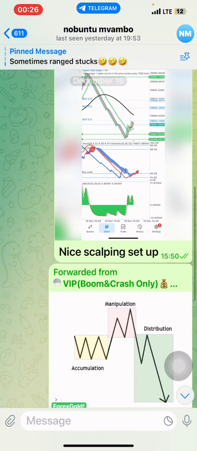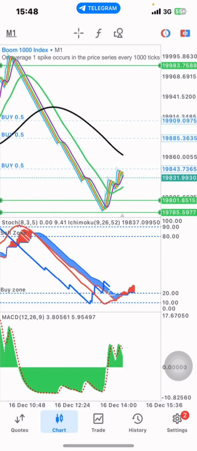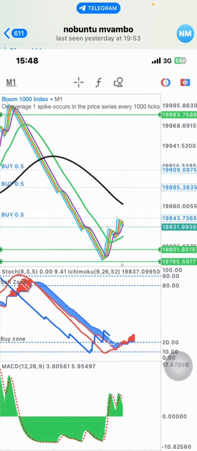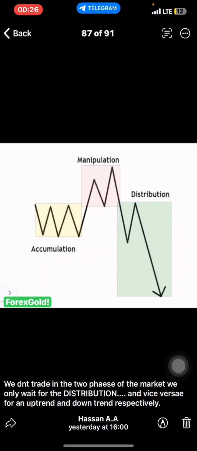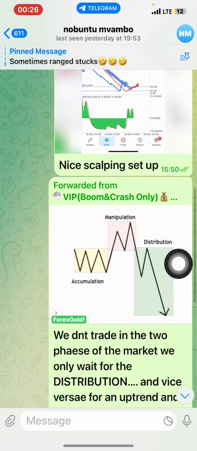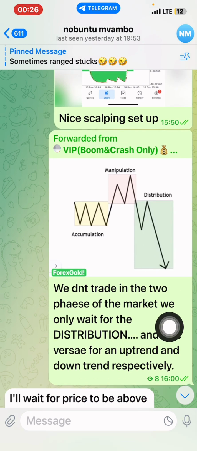Even this evening with this client, I was able to spot a very nice setup for her on Boom 1000, which is the same system we use for the strategy. I also sent her this, so she should be able to understand the kind of market phases I use. I told her we don't trade in the first two phases of the market. We only wait for the distribution, and vice versa for uptrend and downtrend.